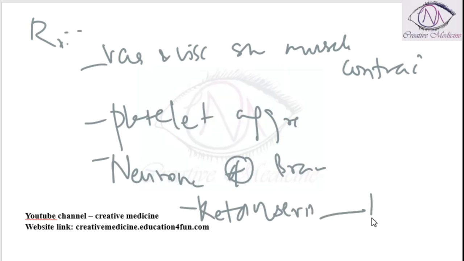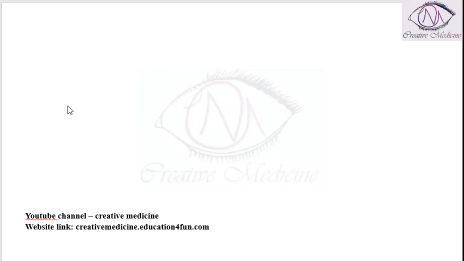Ketanserin will block these receptors, and thus it is used in the pathogenesis of hypertension.